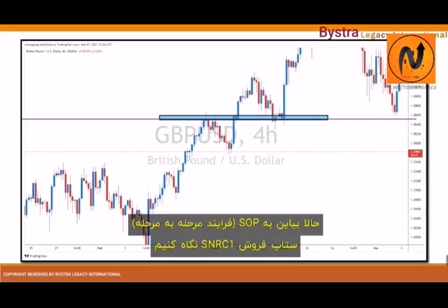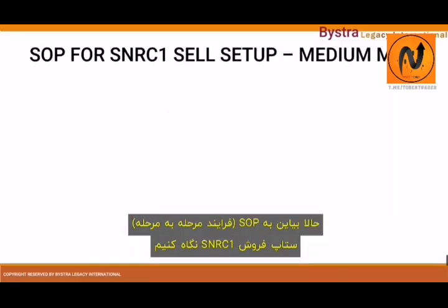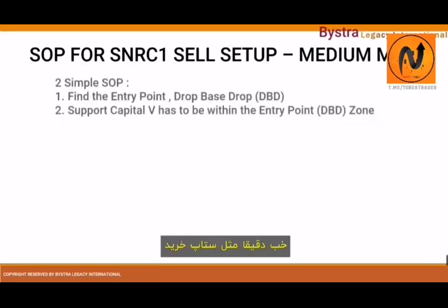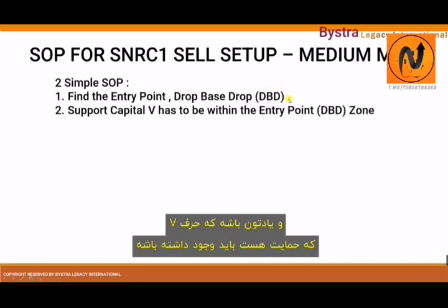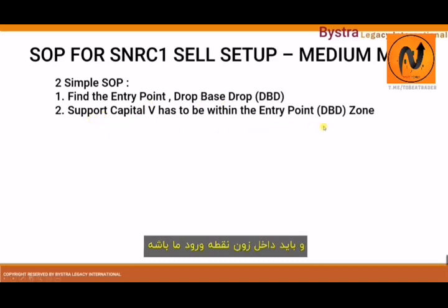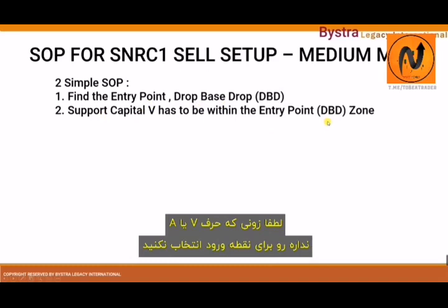Now let's have a look at the SOP for the SNRC1 sell setup for the medium mode. It is exactly the same as the buy setup. However, our entry point for this will be the drop base drop. And remember, it has to have the capital letter V, which is the support, within the entry point zone. Remember guys, please do not choose an entry point zone that doesn't have a capital letter V or capital letter A.